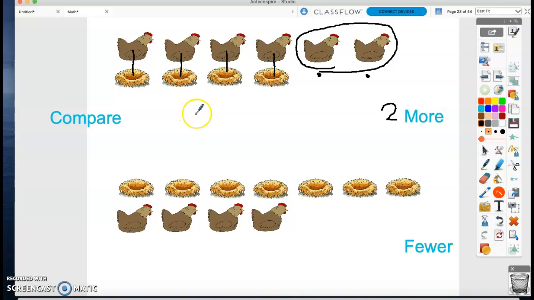So I'm going to take the one that has the most, which is my chickens, and I have 1, 2, 3, 4, 5, 6. So I have 6 chickens minus how many nests? 1, 2, 3, 4. So I'm comparing the 6 minus 4 equals 2. So that 2 is those 2 that we're missing up there because we have 2 extra chickens or 2 more chickens. So we're comparing.